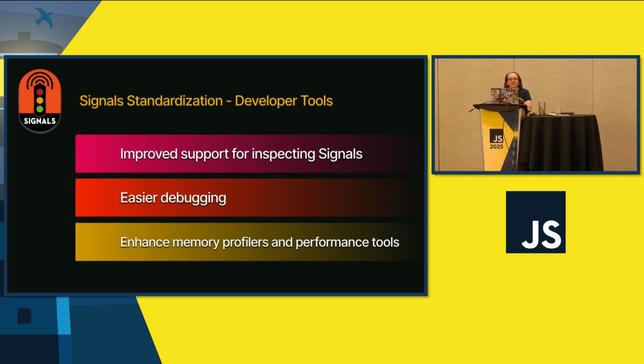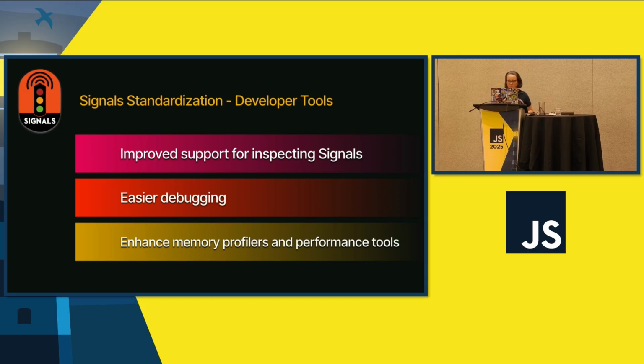So in addition to the standardization, they want to improve developer tools. Improve support for inspecting signals to understand what's happening with your signals when you have a problem, which makes for easier debugging, and to make enhanced memory profilers and performance tools in the browsers. There are some really cool performance tools already, but it would be great if they could hook into a more standardized version of signals.